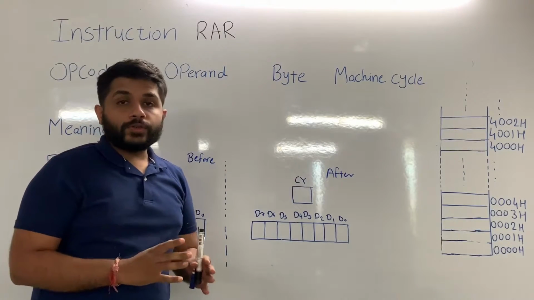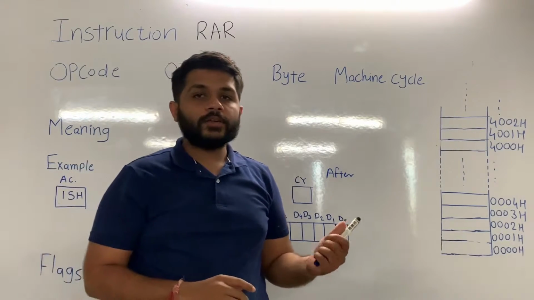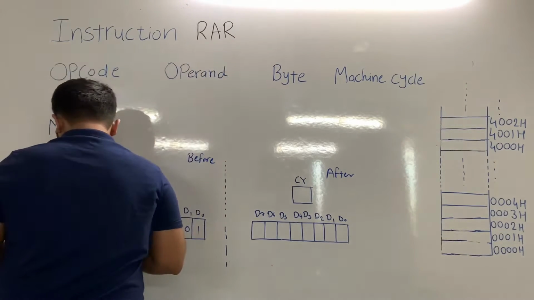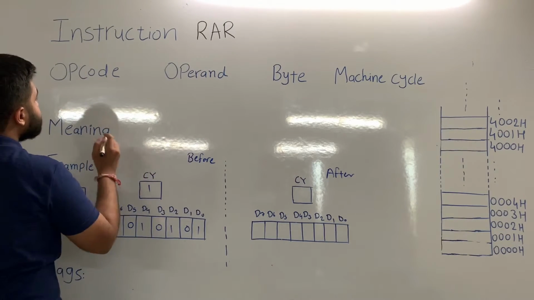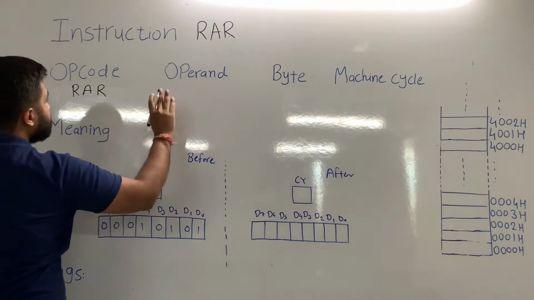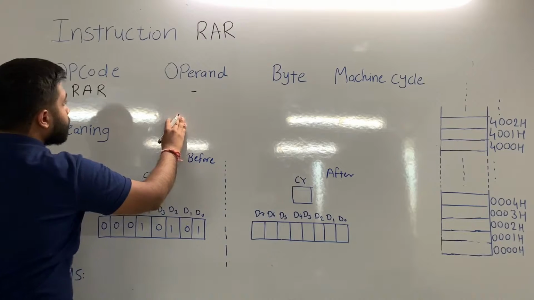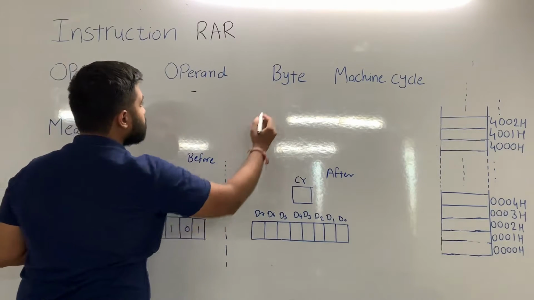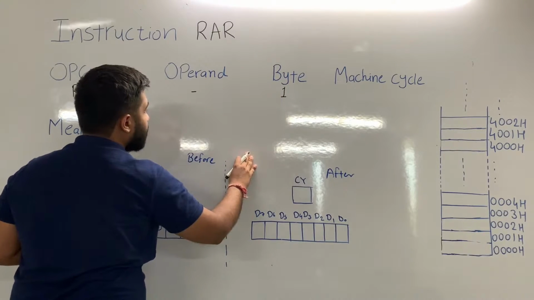Okay students, now we are going to see the logical instruction RAR. In this instruction, the whole instruction is considered as opcode. So opcode is RAR. There is no operand present in this instruction. If you see in this instruction, no data is present. It means this instruction is of 1 byte.